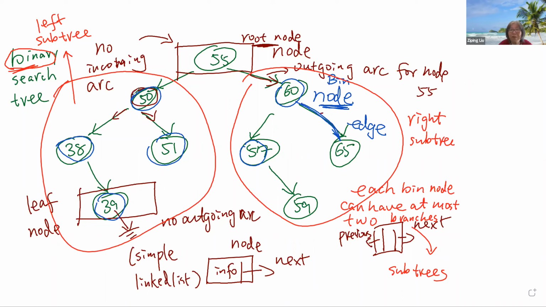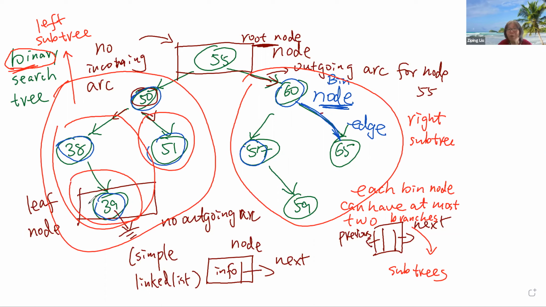And similarly, node 50 also has a left subtree and a right subtree. And node 38 only has a right subtree. And a leaf node doesn't have any subtree. Similarly for each of the nodes, like over here, 60 has a left subtree and a right subtree. And 57 has a right subtree. So this is regarding subtrees.